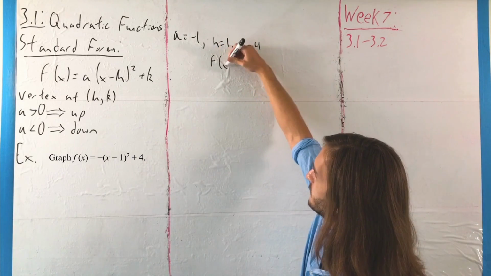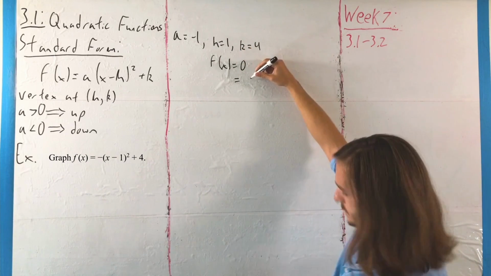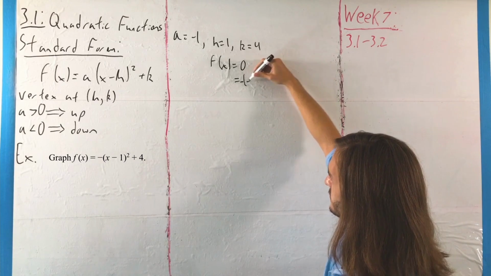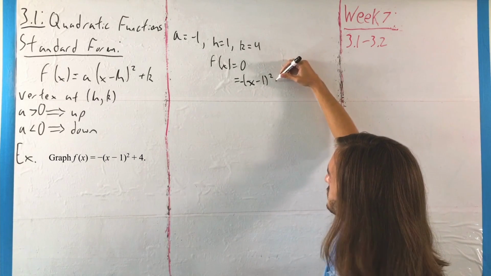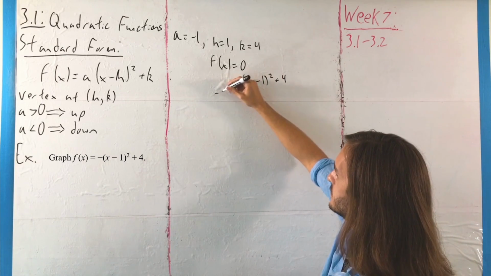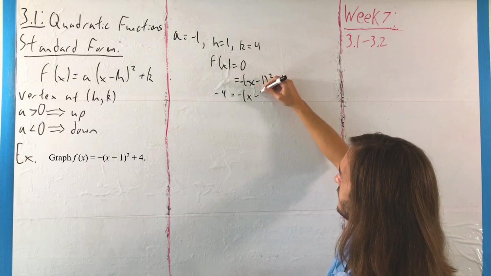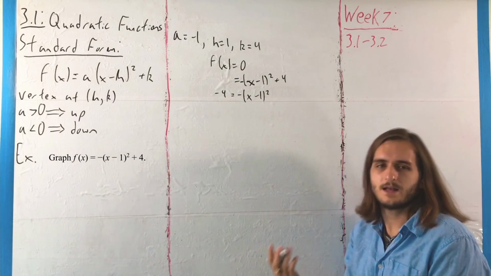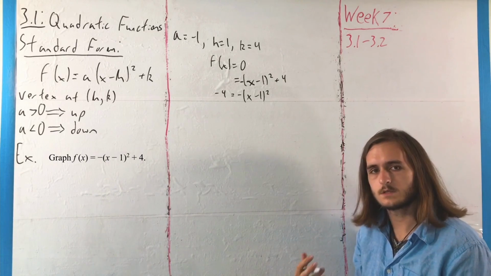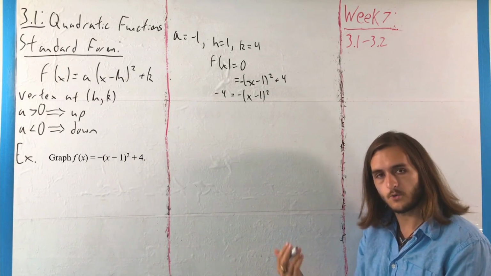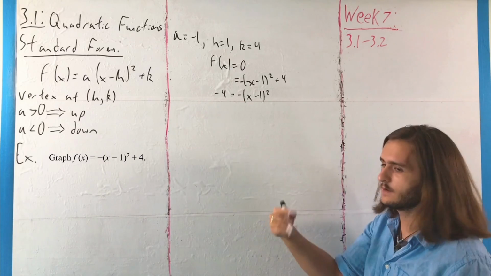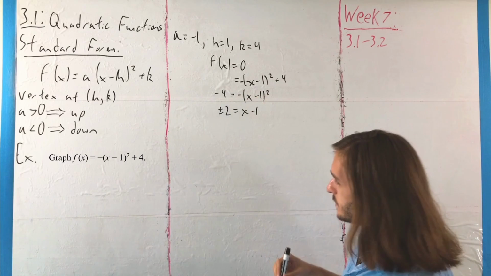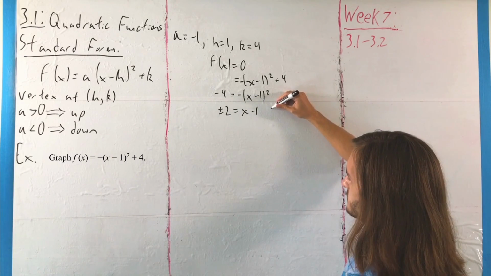So we say f of x equals 0 here, or equivalently 0 is equal to negative on the outside, x minus 1 squared plus 4, or negative 4 equals negative x minus 1 squared, or taking out the negative, taking a square root. Again, a lot of things we're going to see here we've done a few times, so I'm going to be a little bit quicker with details, but hopefully you can follow along what I'm doing. Take out that negative, take out the square root, and we will get plus or minus 2 is equal to x minus 1.